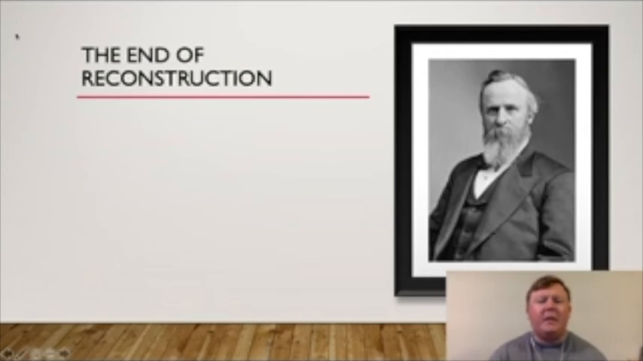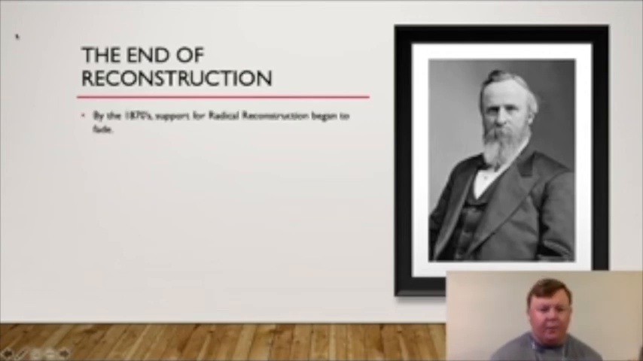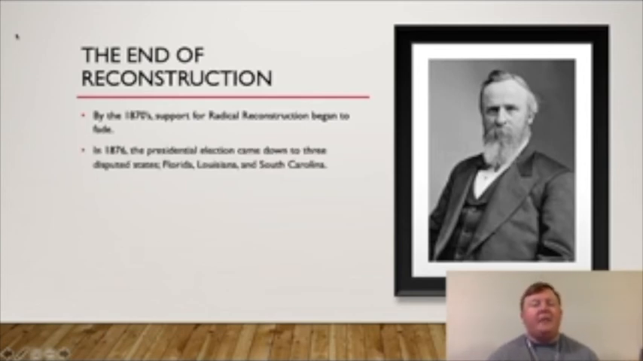And finally, we get to the end of Reconstruction. By the 1870s, support for radical Reconstruction had begun to fade. People weren't really happy with it. They were kind of tired of it. So in 1876, the presidential election came down to 3 disputed states: Florida, Louisiana, and South Carolina. These were the last 3 states to still have military troops in them from radical Reconstruction.